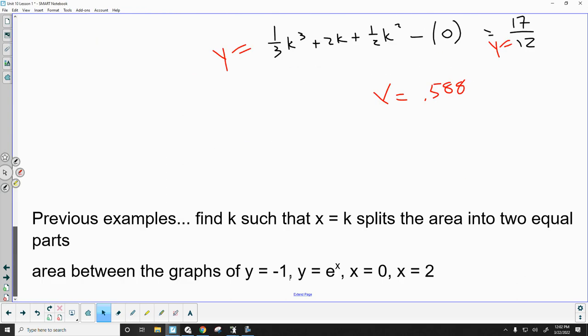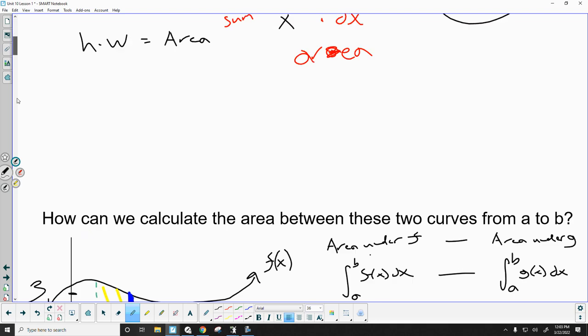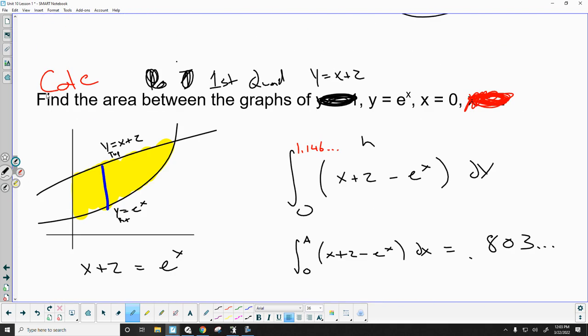Other example. No, we got to do this one. X equals 2 is gone. Y equals negative 1 was replaced by Y equals X plus 2. Got 3 minutes to do this. Here it was.